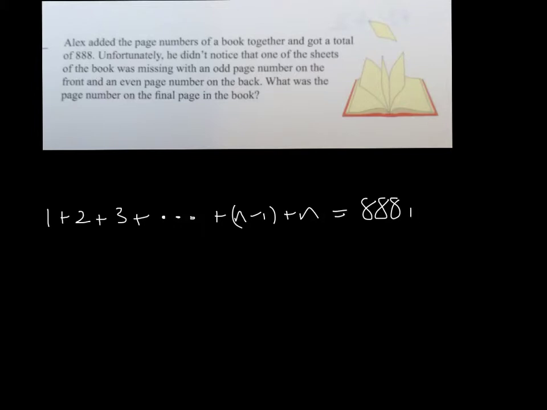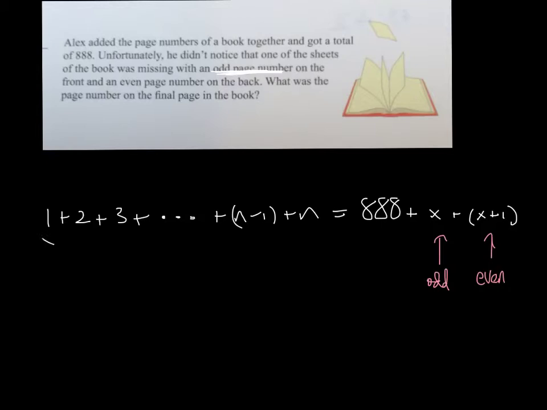But we've got to add a little bit more. We've got to add the parts that he was missing. Let's just call it x and x plus 1. And we know that if the odd page number is on the front, that's the smaller one. So we know this one right here needs to be odd, and this one needs to be even. We could write that even more carefully with like 2x minus 1 and 2x, but it's fine for right now.